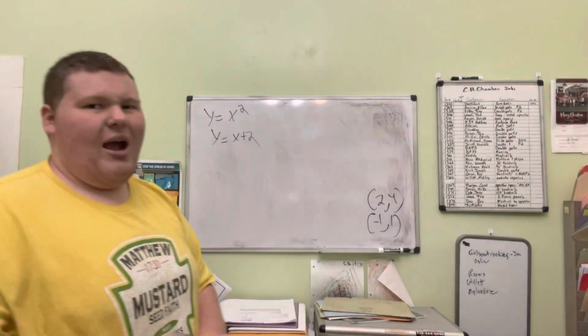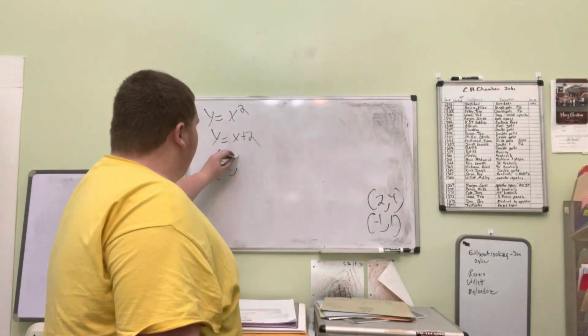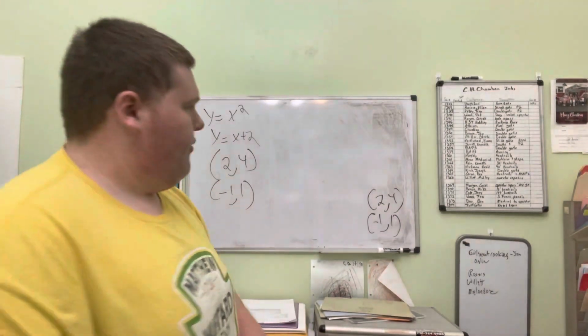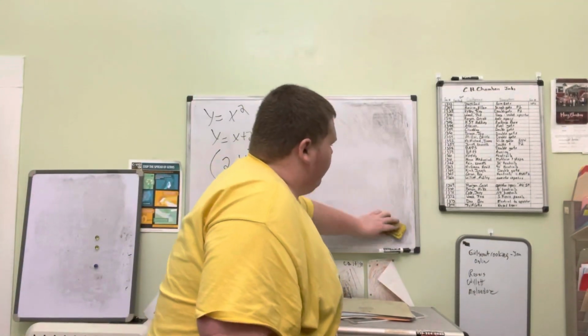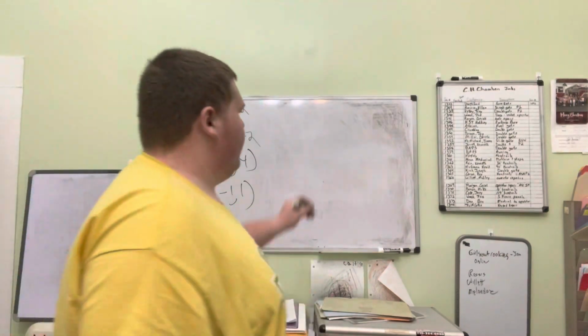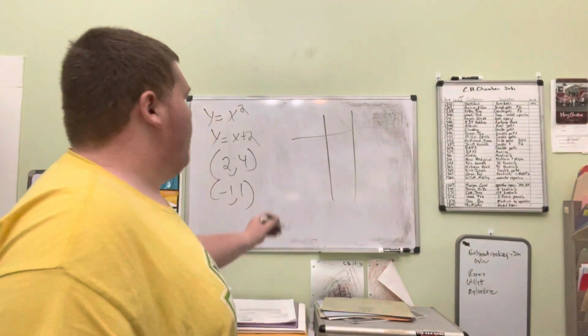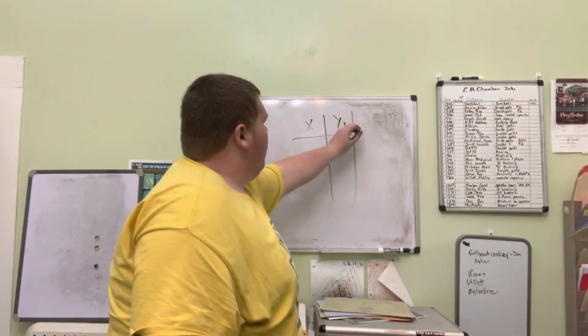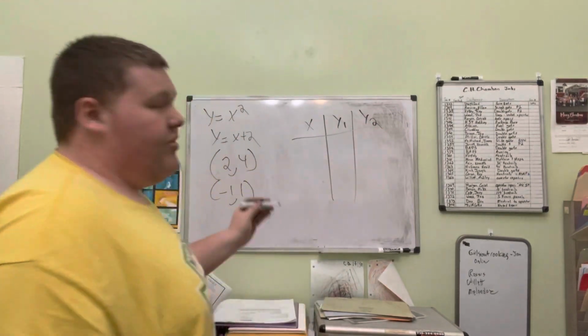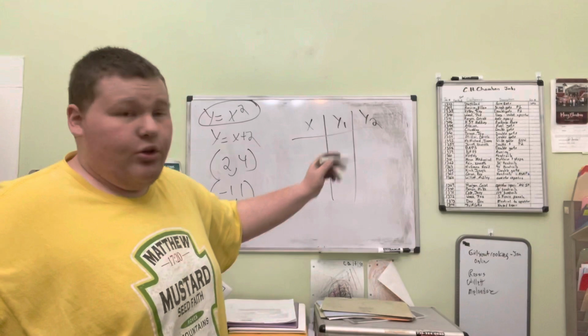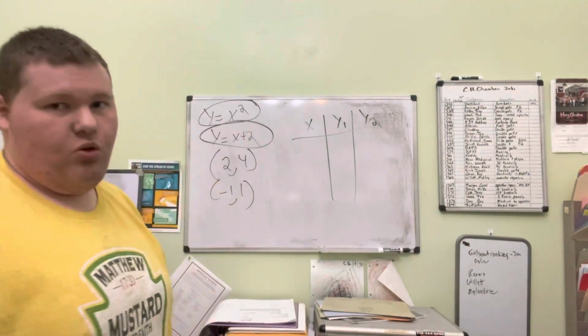Now here's what we're going to do. How can we do this, Caleb? I don't know. Well, I'll tell you. We're going to make an H chart. If you watched the graphing video, then you would know what the H chart is. It's basically an H in a chart form. We have x, y1, and y2. In this case, y1 is going to represent the top equation, and y2 is going to represent the bottom equation.